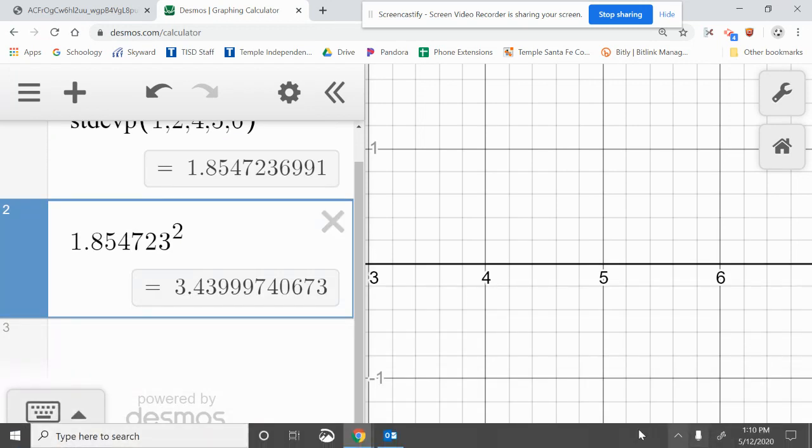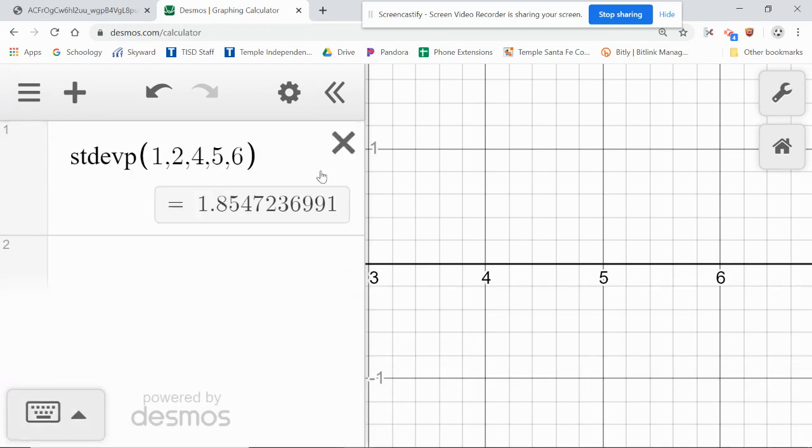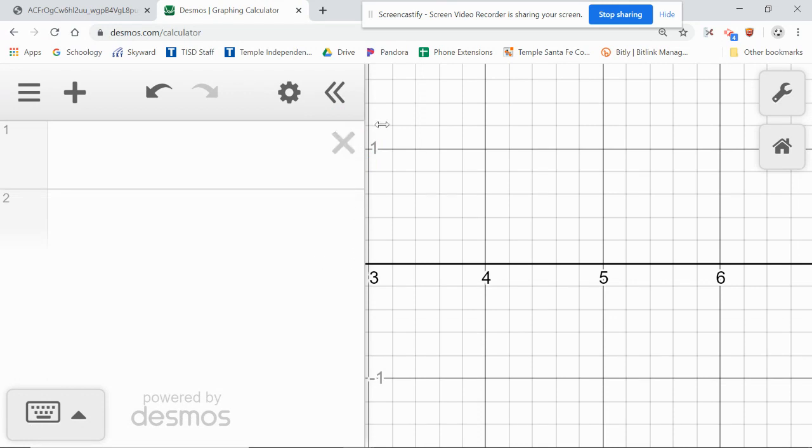Other than that, this is a pretty self-explanatory assignment. It's going back to stuff that we did at the beginning of the year, so there shouldn't be too many issues.